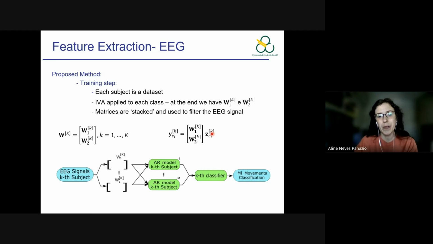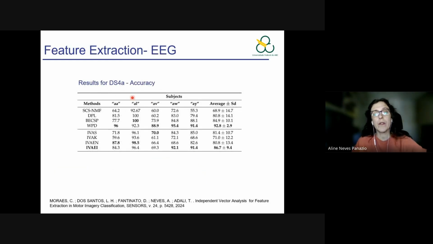So after filtering, we extract features through the AR model and use these features as inputs to the classifier. So these are the results that we obtained for DS4A. In the upper part here of the table, we have our benchmark, other methods that are published in the literature. And on the bottom, we have the results that we obtain using IVA with SVM, KNN, EEG-net, and EEG-inception. So EEG-inception had the best result.